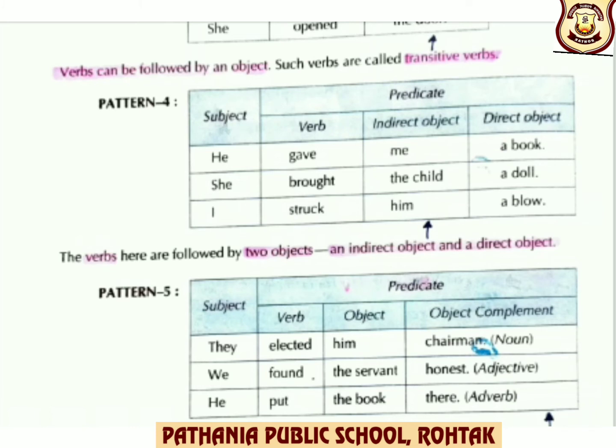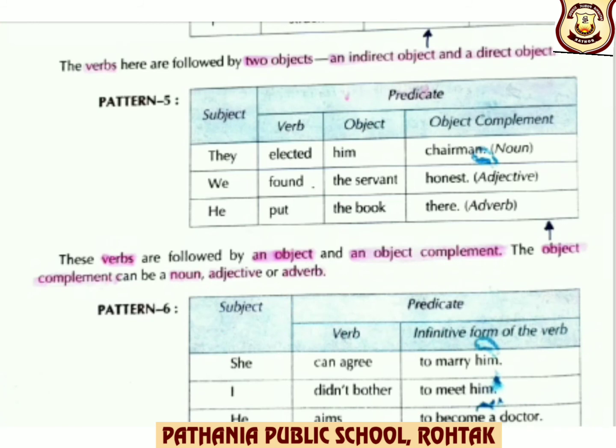Now according to pattern 4, the predicate may be enlarged by using verb, indirect object and direct object. The verbs here are followed by two objects, that is an indirect object and a direct object. Look at the examples, children. He gave me a book. He subject, gave main verb, indirect object me and direct object a book.